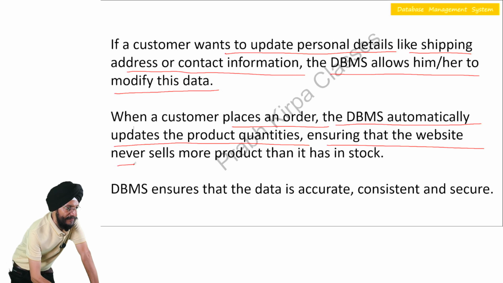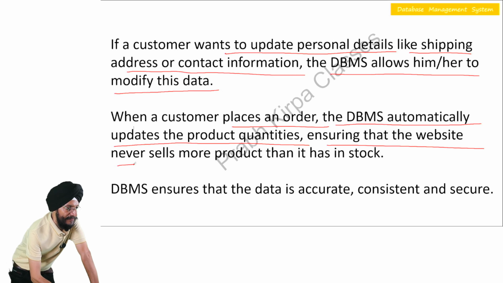DBMS ensures that the data is accurate, consistent and secure. Accurate means proper. Consistent means if this user is looking for a particular product on the website, they will see the same result. If I am trying to see that product on the website, the system will also show me the same. That is the consistency of records.